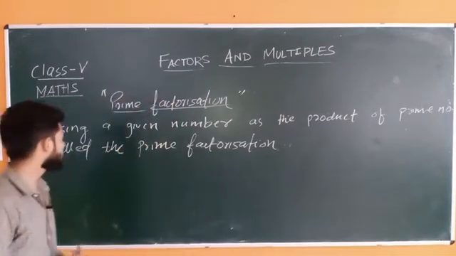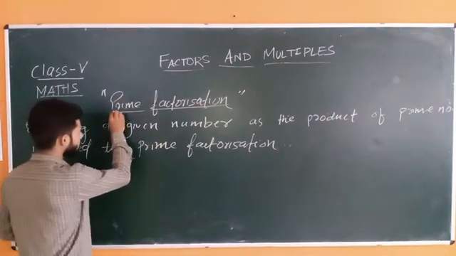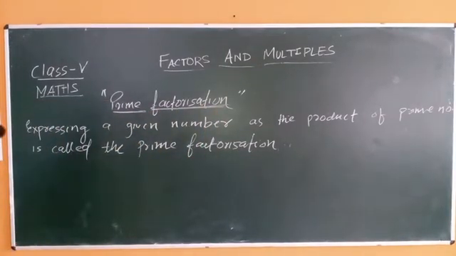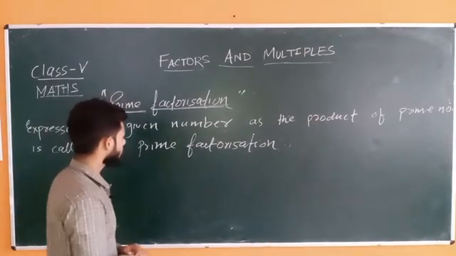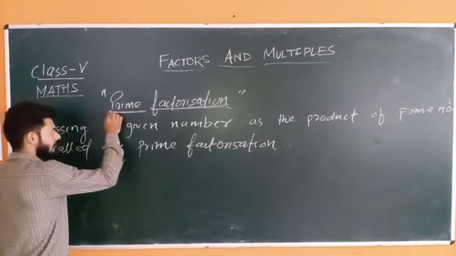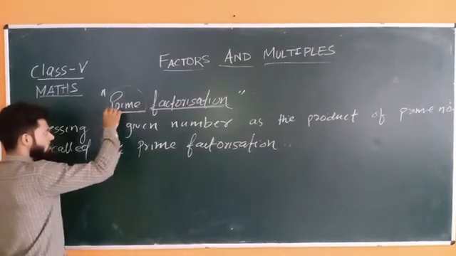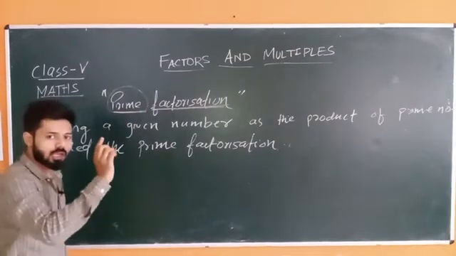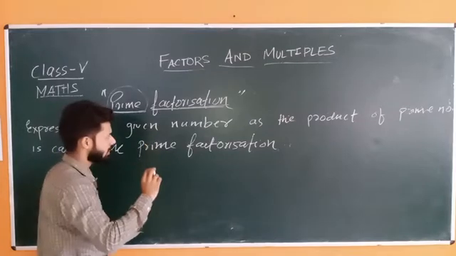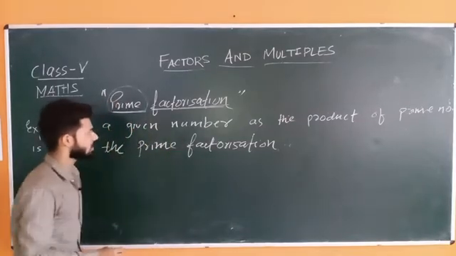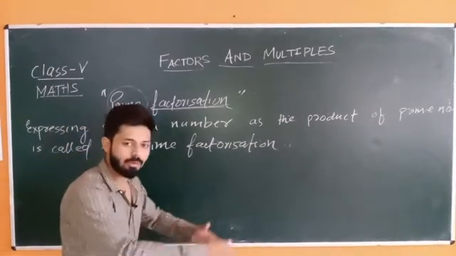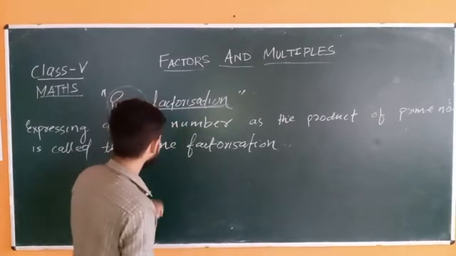So in today's class we are going to discuss prime factorization. Let us try to understand what prime factorization is. You know what prime numbers are, that is, numbers which consist of only two factors, one and itself. And what is the meaning of factorization? Factorization means numbers are written in a multiplication form.